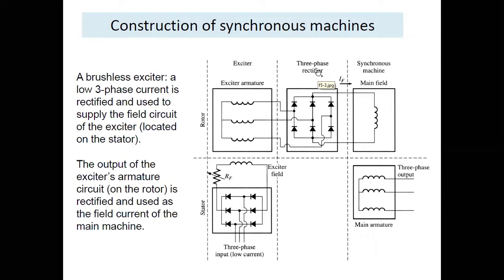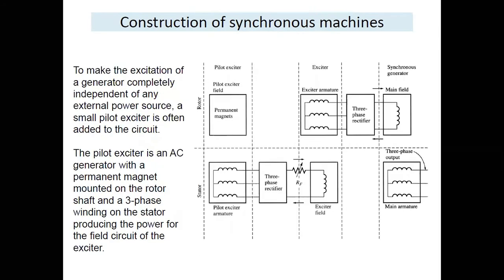So when we have a field winding onto the stator part, through the three-phase rectifier we will give the excitation to the field winding, and when we have the exciter onto the rotor, then through the slip rings and brushes, we are going to provide it to the rotor of the synchronous generator.